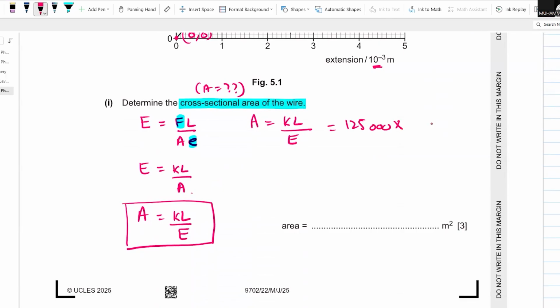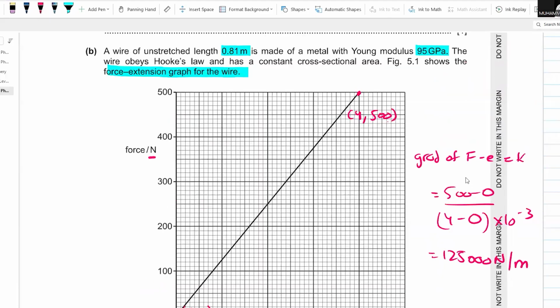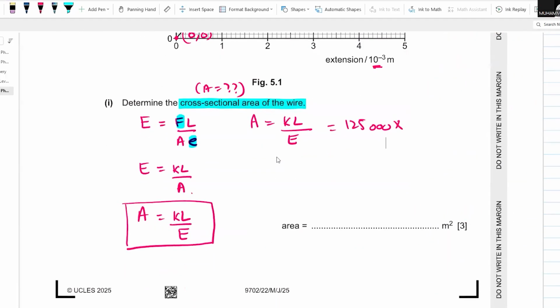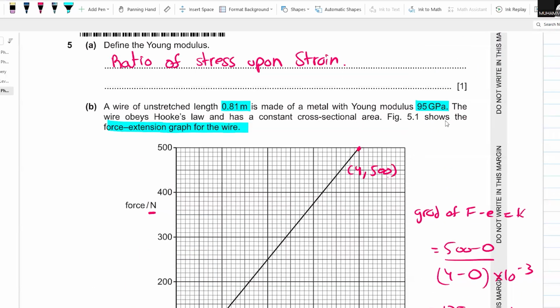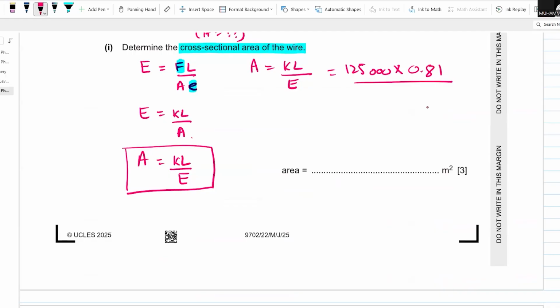What is the value of the unstretched length? 0.81. Okay. What is the value of Young's modulus? 95 gigapascal, 95 times 10 raised to the power of 9. Can you calculate the value of area? The area comes out to be 1.1 times 10 raised to the power of minus 6 meter square. Simple.